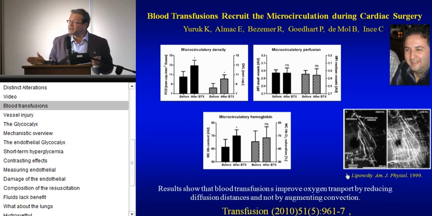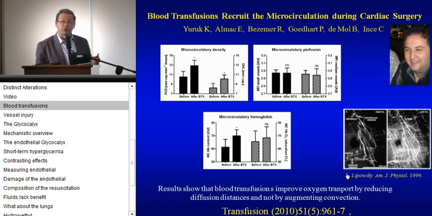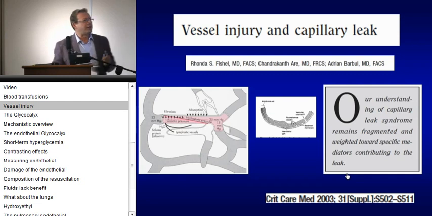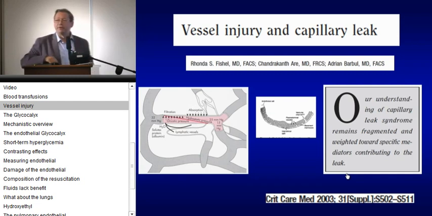So what do blood transfusions do? They reduce your diffusion distances, and that's the mechanism by which improved oxygen transport to tissue is done. So, Manu asked me to talk about capillary leak.